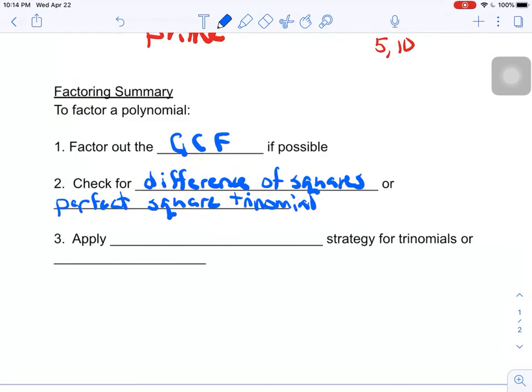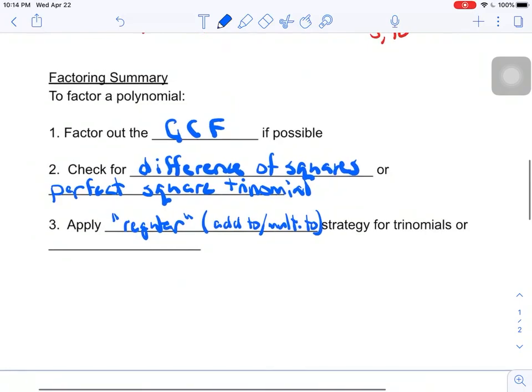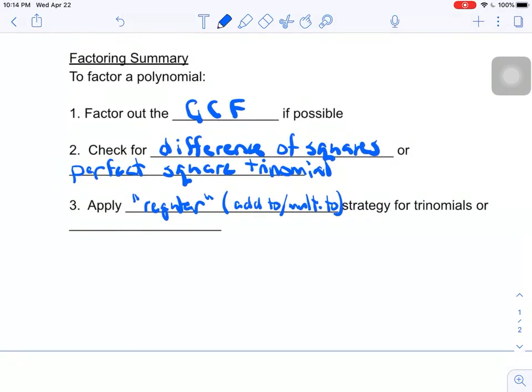So if it's not a difference of squares or a perfect square trinomial, then we have to apply what we're going to call our regular trinomial strategy. Regular, spell it carefully. So that's the one where we're adding to a certain amount and then multiplying to a certain amount. So that's a strategy we tried on this guy before we figured out it was prime. So use our regular strategy for trinomials, or if it's bigger than a trinomial, so if you have like 4 terms, then you can also try our factor by grouping.